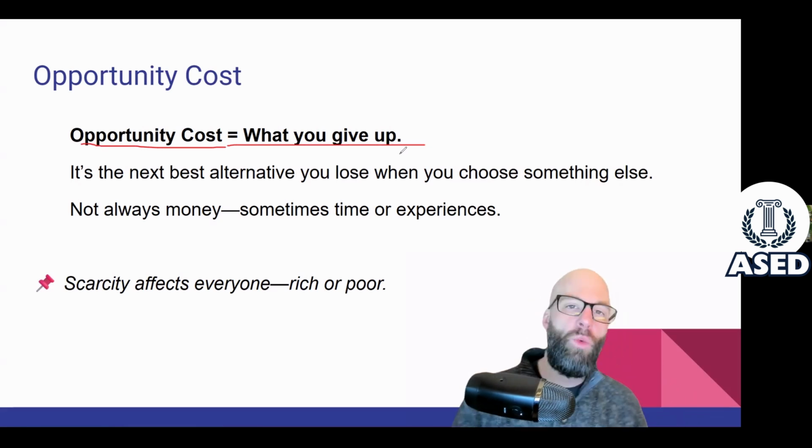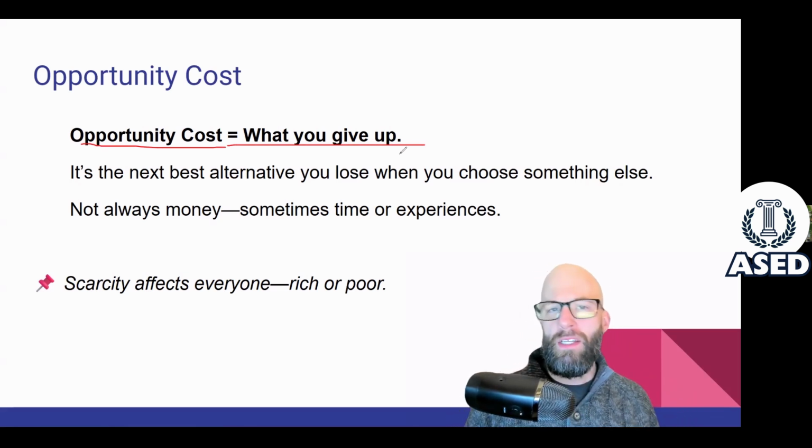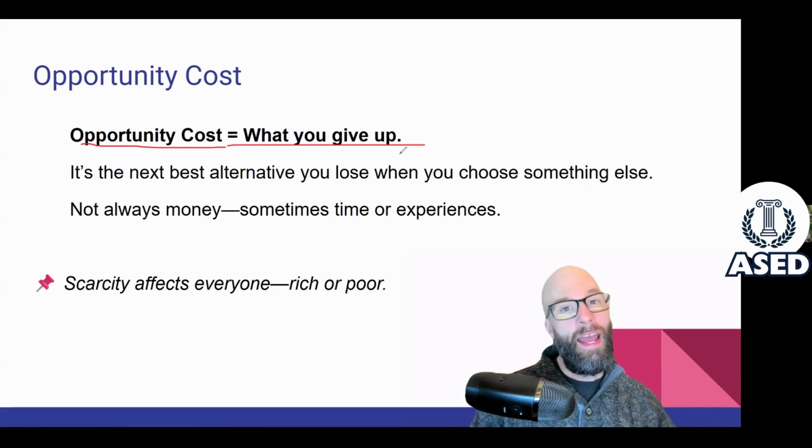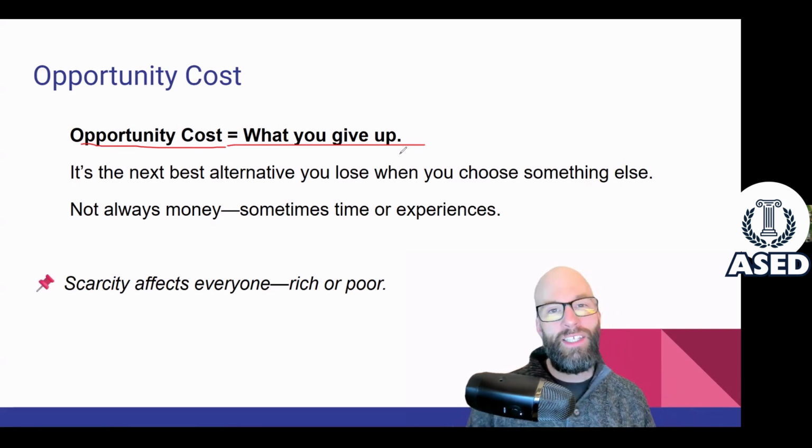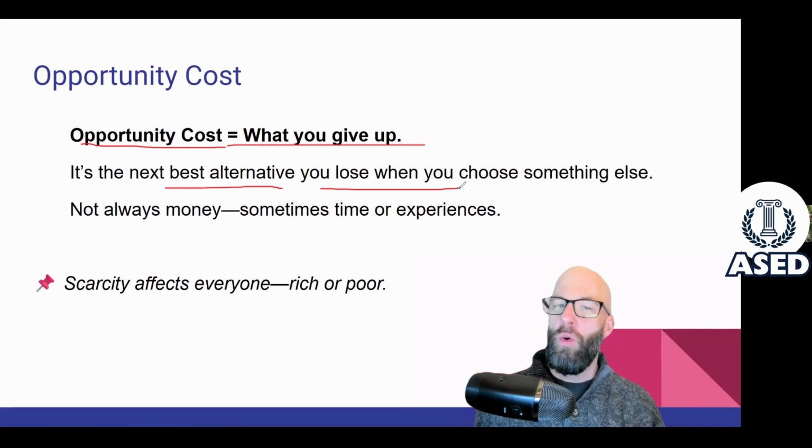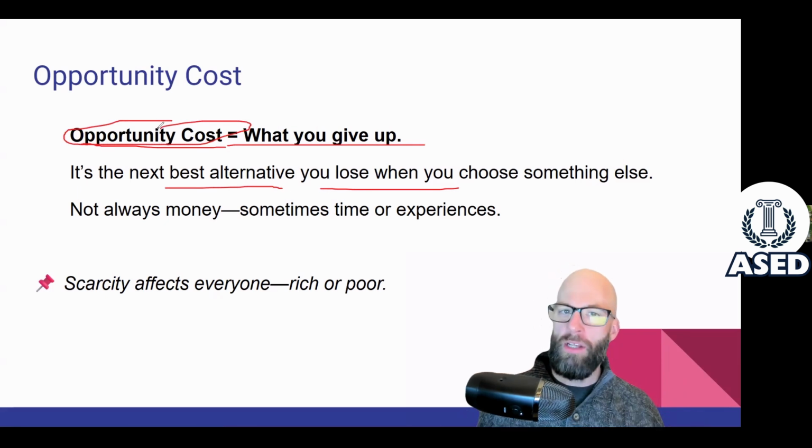So think about this. Let's say you're hungry and you want to go out to lunch with your friends, and you're like, well, we could go have pizza, we could go have cheeseburgers, or we could go have sushi. And everyone's kind of like, nah, we don't want cheeseburgers. So it's down to pizza or sushi. You're going to do one of those two things. So if you decide to go have pizza and the other option was sushi, that's the next best alternative that you lose out on when you decide to go have pizza. That is called the opportunity cost of you having pizza. It's the thing you gave up.